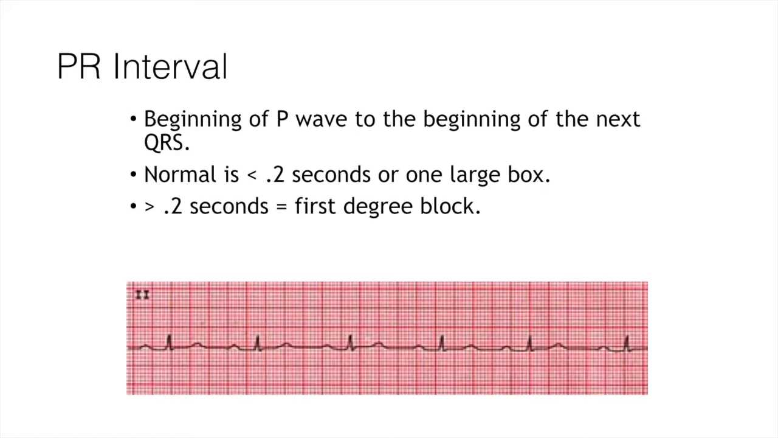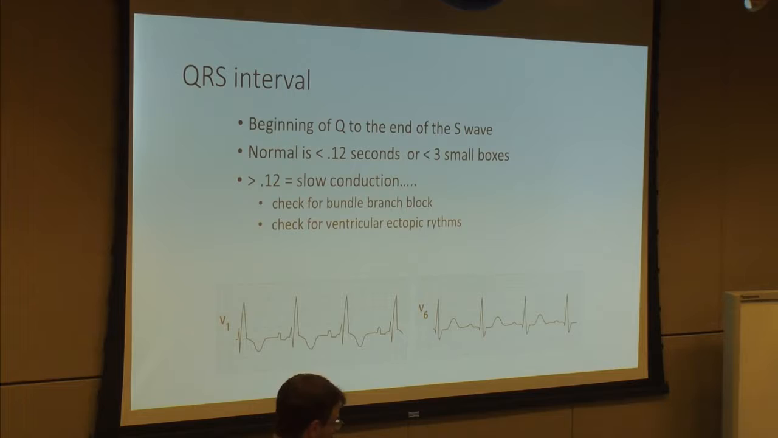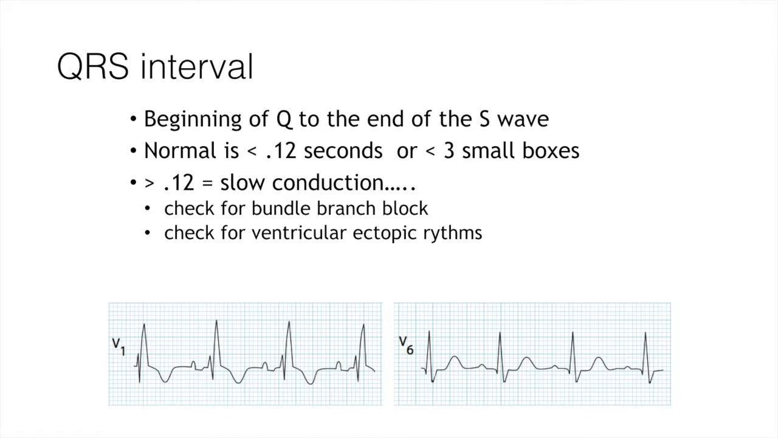So short PR or long PR interval greater than one big box, right? You can see here to here, that's greater than one big box, first degree AV block, right? My QRS interval, looking at the beginning of my Q to the end of my S, and I'm more than 3 boxes, right? The end of my 3rd box ends right about here, and I still continue out. So I'm a wide QRS, okay? Wide QRS tells me delayed depolarization of the ventricle, okay? Greater than 0.12 or greater than 3 small boxes.